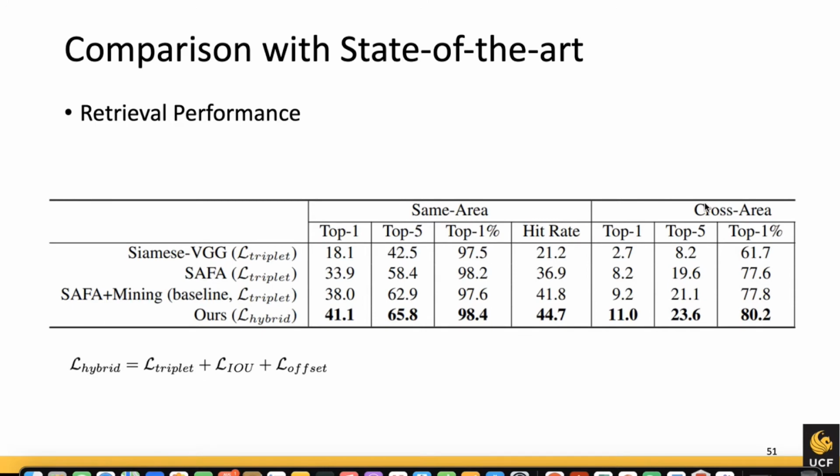If you look at the result from the same area, using all the loss functions we propose, the normal triplet plus this IOU loss to consider the semi-positives, and also the offset prediction, we are able to gradually improve the performance, both for same area and cross area. One thing to note is that cross area performs much worse than same area, which is understandable, because different cities have much different building styles and scene layouts. It makes the generalization much harder. That's why you see much lower retrieval accuracy.